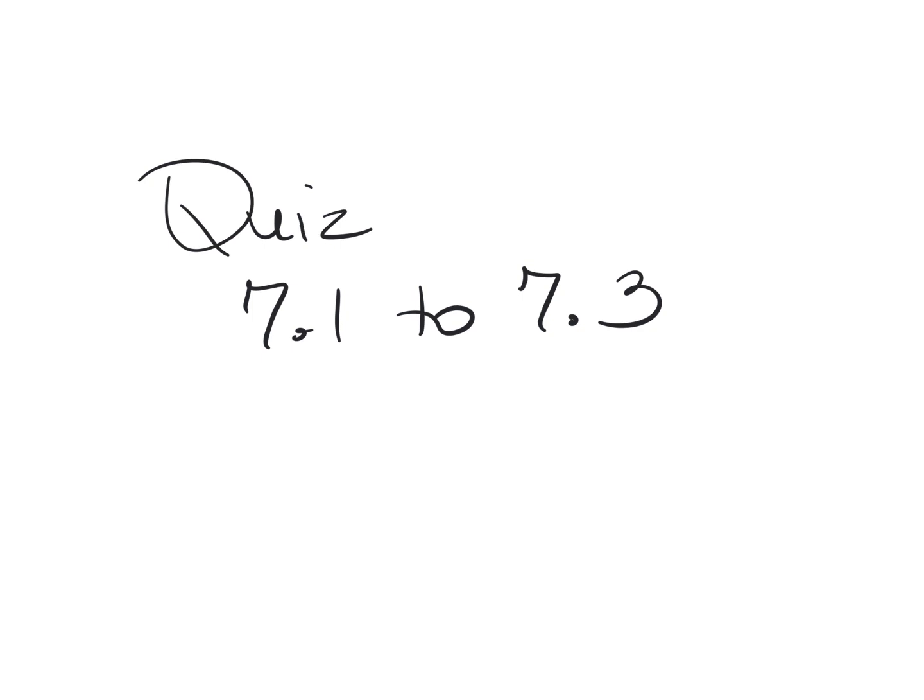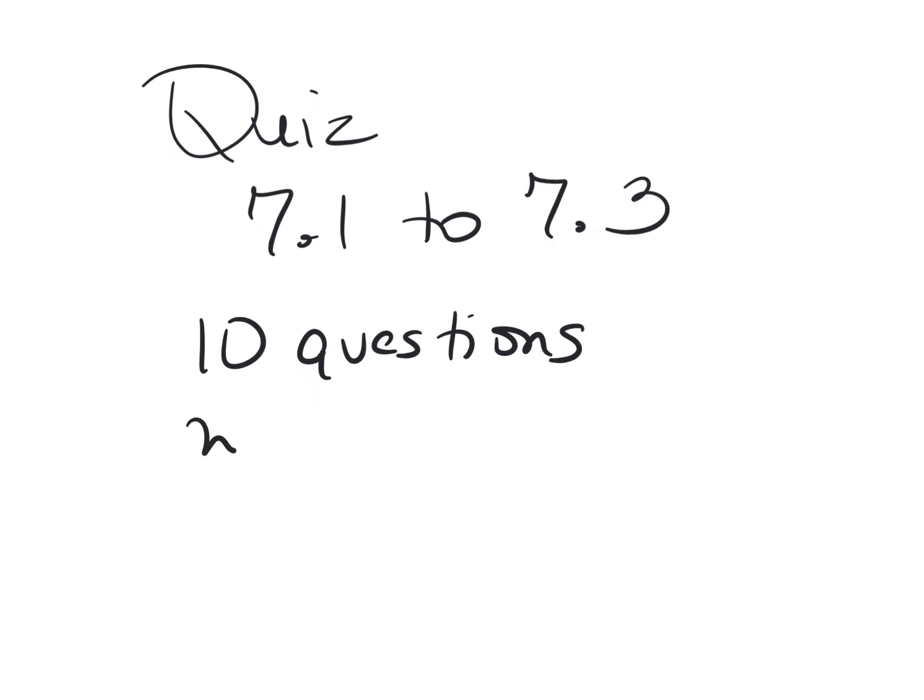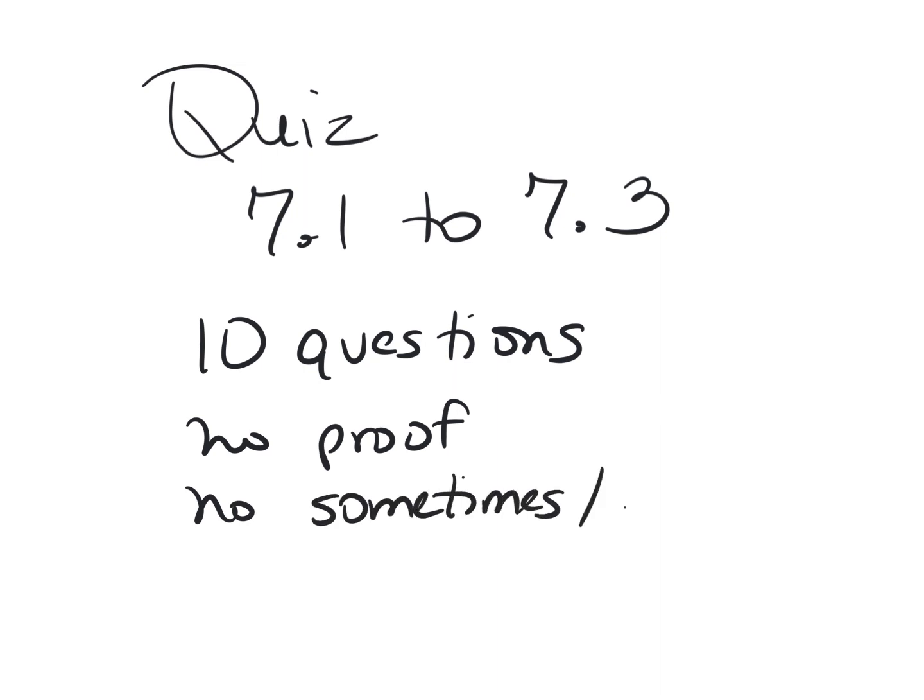Okay, so tomorrow's quiz, we have a quiz tomorrow. It's going to cover 7.1 to 7.3. There are 10 questions. On this quiz, no proof, no sometimes, always, or never questions. It'll be on the test probably as well as the proof.